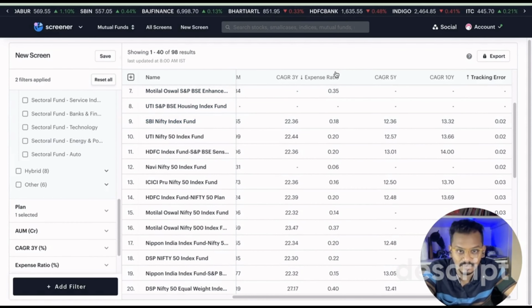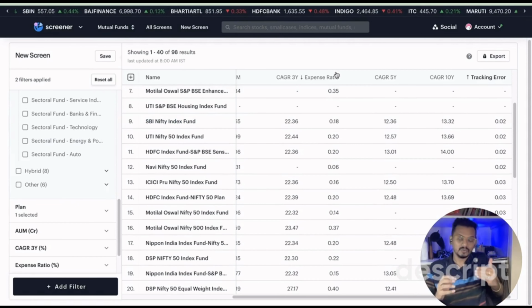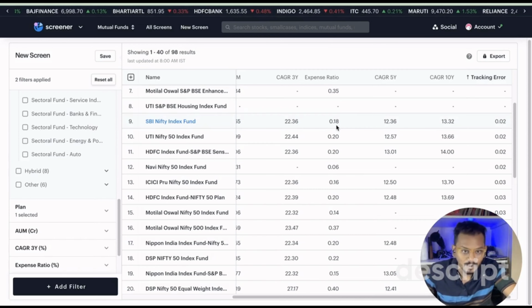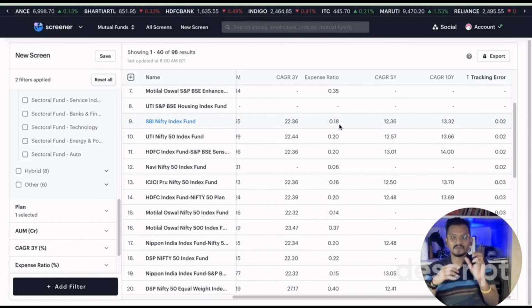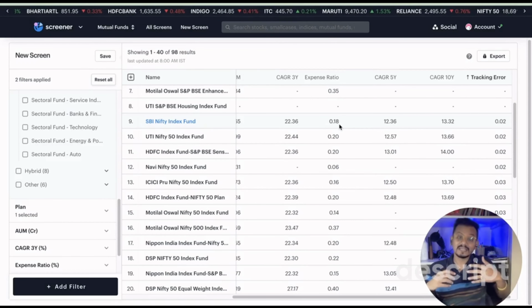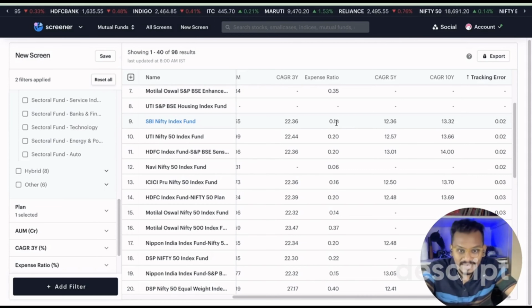And then we'll see the expense ratio. The lower the expense ratio, the more money will be invested in your fund. For example, if the expense ratio is 0.18%, that's why 99.82% of your money is already invested in your fund. So we need to choose a lower expense ratio and lower tracking error.